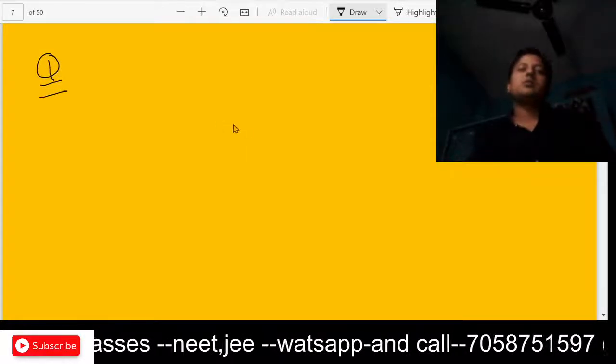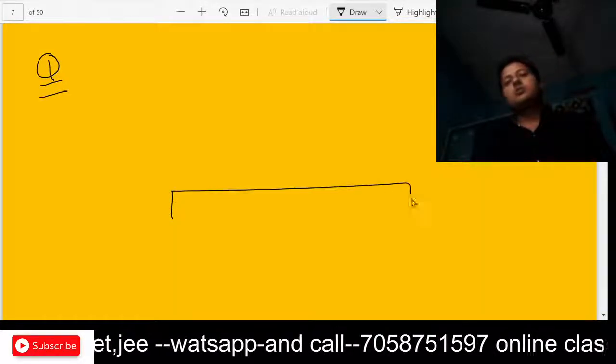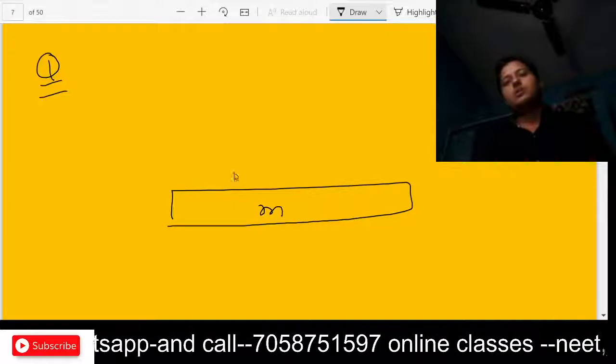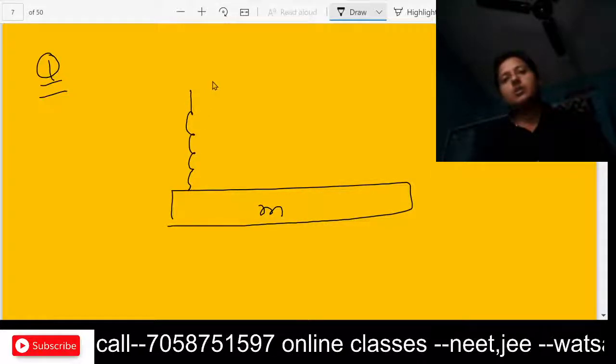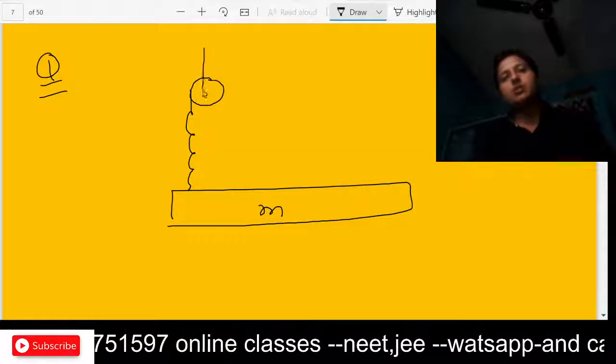In the next question, suppose there is a block of mass m and there are many springs connected to the block like this.